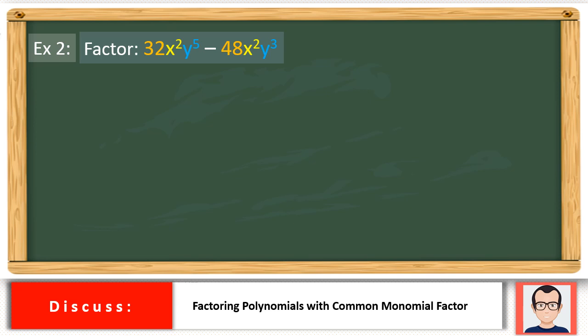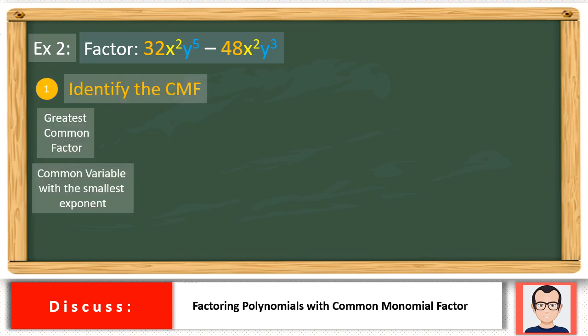For our second example, we are given 32x squared y to the fifth minus 48x squared y cubed. Following what we have done in the previous one, we identify first the common monomial factor. We can do this by solving the GCF and common variable. For the greatest common factor, we have 32 and 48. Therefore, our GCF will be 16. Then, for the common variable, let's check first the variable x. What do you think is the lowest exponent?